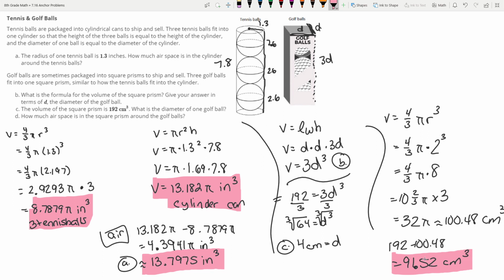And that's it for this Unit 7, Lesson 16 anchor problems.